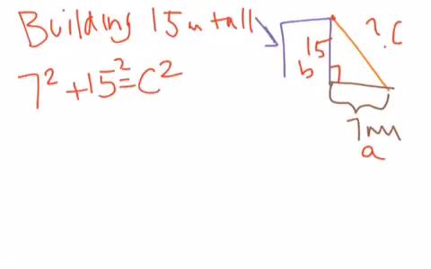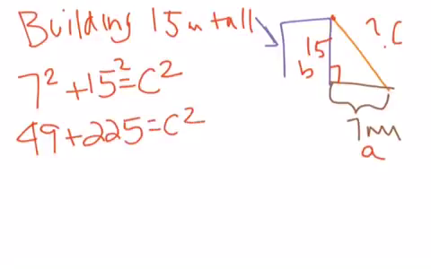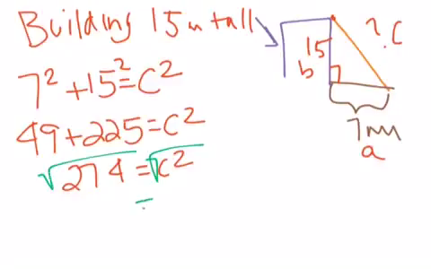Okay, 7 squared is 49. 15 squared we know is 225. We have our C squared here. Okay, this is going to be 274 equals C squared. Again, I'm going to take my square root on each side to get down to just my C. That's what I want. This equals C.